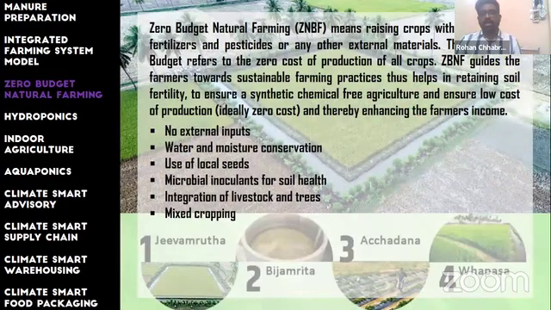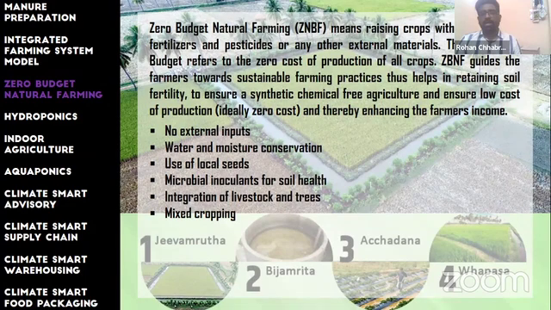Now, zero budget natural farming. Zero budget natural farming means raising crops without using any fertilizer and pesticide or any other external materials. So you don't have to go outside to the market and purchase anything. The zero budget refers to the zero cost of production for all crops.